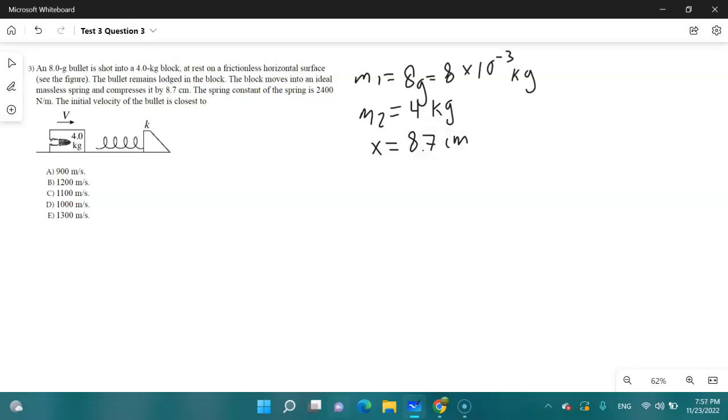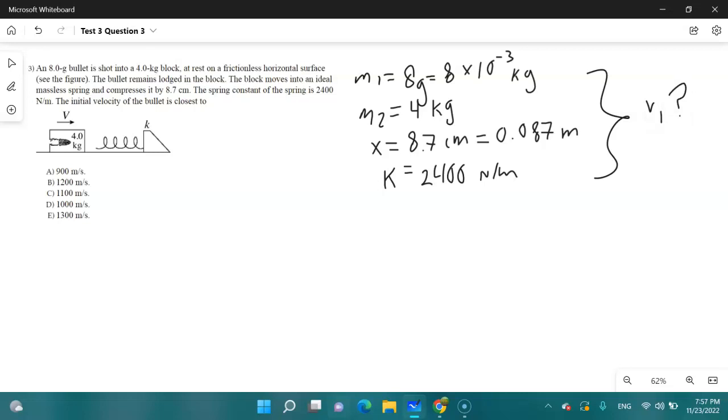And as well, let's convert this to 0.087 meters. The spring constant of the spring is 2,400 newtons per meter. So now we're being asked to find the initial velocity of the bullet.